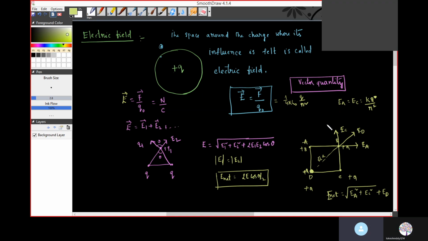Now if this side is A, then A square, and ED will be equal to KQ by root 2A whole square. We just have to substitute in this, and so we get the electric field. This is the electric field due to a point charge. So if you have a point charge, this is how you are going to get an electric field.